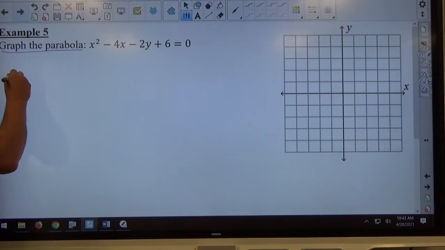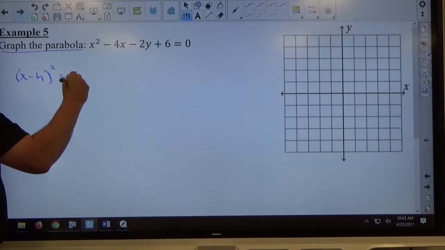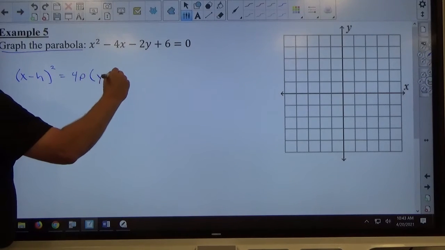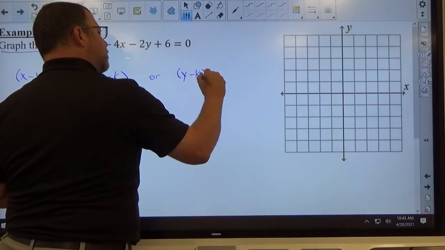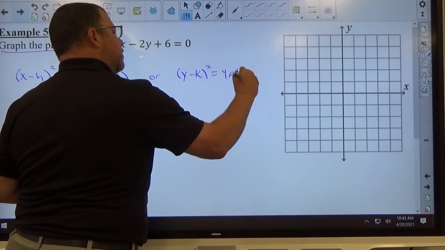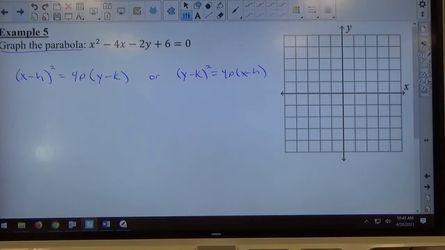One of them is x minus h parentheses squared equals 4p parentheses y minus k. The other option is y minus k parentheses squared equals 4p parentheses x minus h. Those are the two choices for standard form. And again, standard form is your goal when you're graphing things because that's easy. It's very hard to graph a parabola in this current form. So I want to get to standard form.